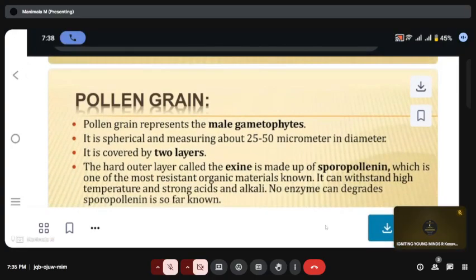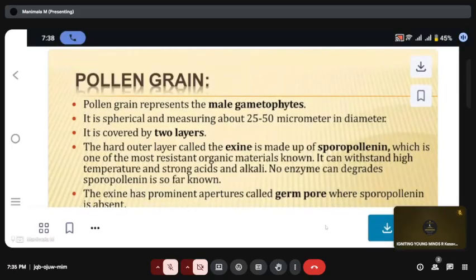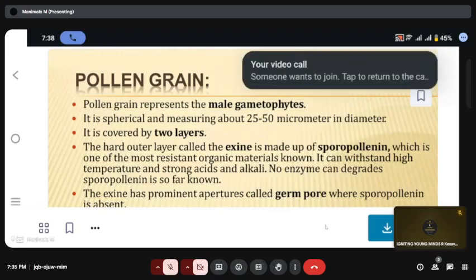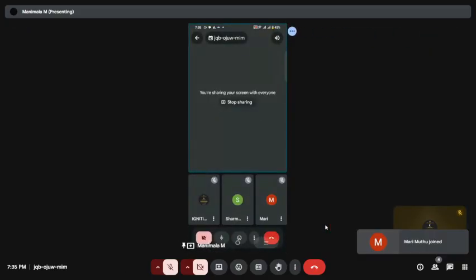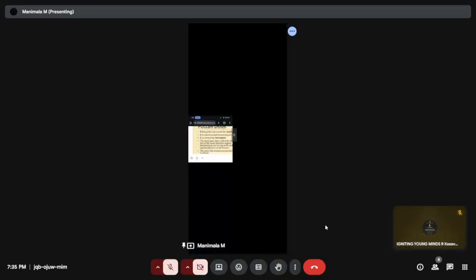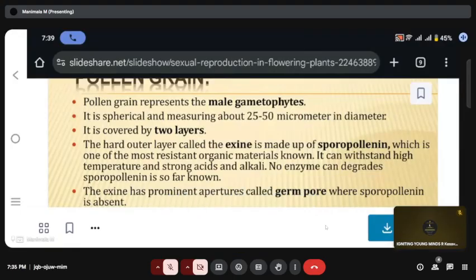If you see the structure, pollen grains are generally spherical in shape, and nearly 25 to 50 micrometers in diameter. They are made up of two layers, one is the outer layer and another is the inner layer. The outer layer is called the exine, and the inner layer is called the intine.